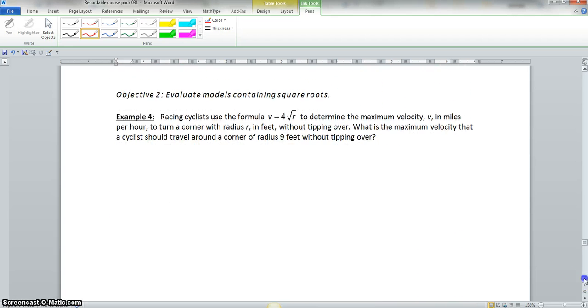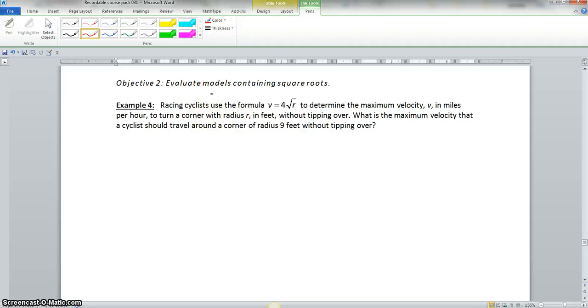Now we go to objective 2. It says evaluate models containing square roots. It says racing cyclists use the formula V equals 4 times the square root of R. So let me just write that here. V is equal to 4 times the square root of R to determine a maximum velocity V in miles per hour to turn a corner with radius r in feet without tipping over. What is the maximum velocity that a cyclist should travel around a corner of radius 9 feet without tipping over?